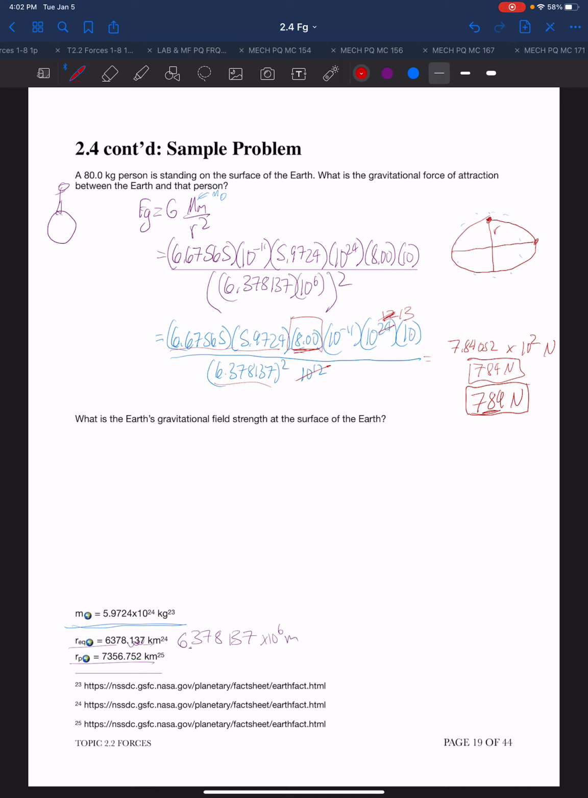And now what I would like you to do is do an experiment doing the same calculations, both at the equator and the poles, for the gravitational field strength at the surface of the Earth. So you should pause your video at this point and do those calculations yourself.